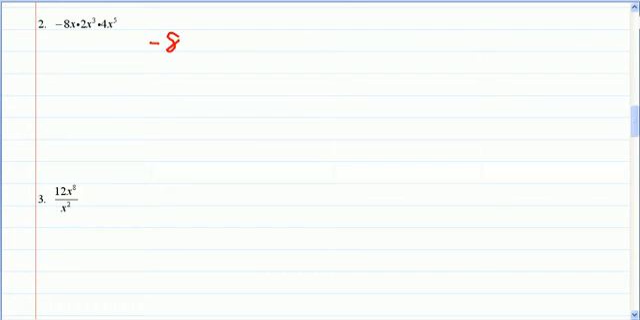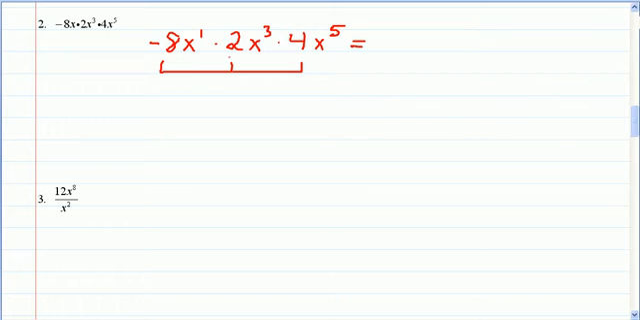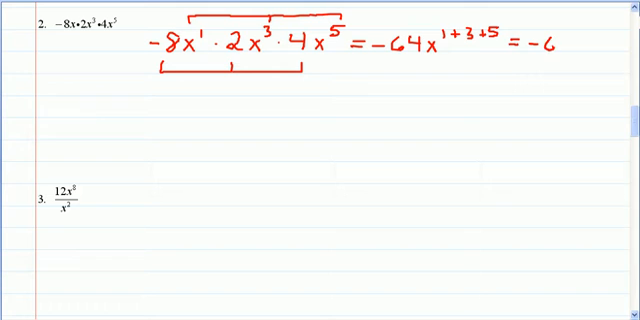For number 2, we have negative 8x, which is the same as negative 8x to the first, times 2x to the third, times 4x to the fifth. Even though we have three terms this time, we still multiply the numbers together. Negative 8 times 2 is negative 16, and then negative 16 times 4 is negative 64. Each of these terms has a base of x, and since we're multiplying them together, the rule is to add their exponents. So we will write only one x, but then 1 plus 3 plus 5 adds to 9, so it gives us a final answer of negative 64x to the 9th.